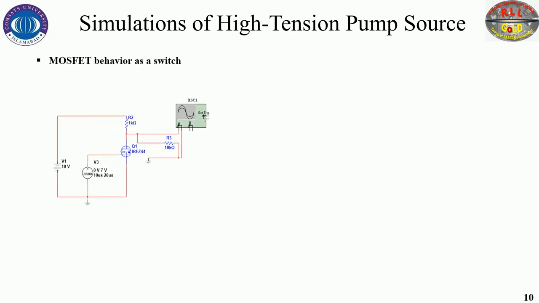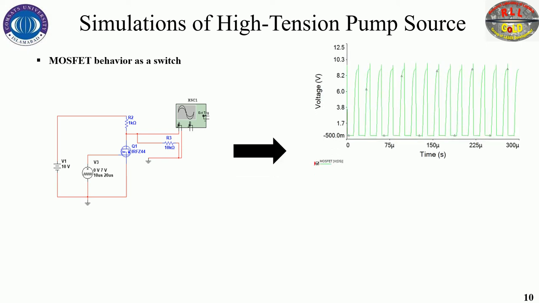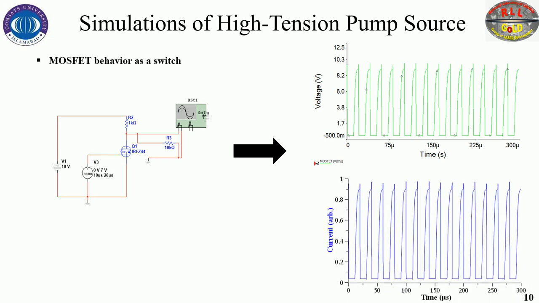Then we simulated the MOSFET behavior as a switch. A PWM signal is applied at the gate of the MOSFET, and the behavior across drain to source is simulated. This is the voltage behavior, and this is the current behavior, which shows that the MOSFET works in switching mode when a PWM signal is applied at the gate of the MOSFET.